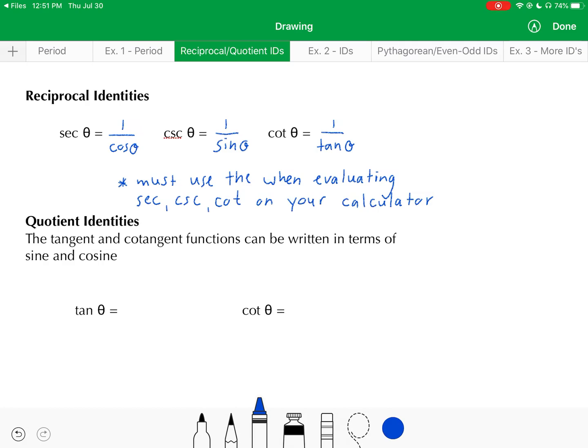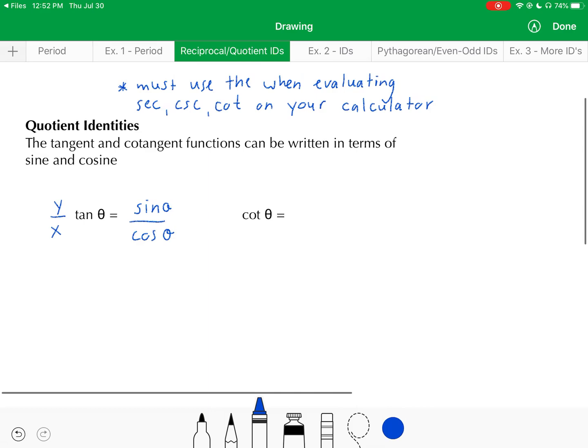All right, quotient identities. We have two of them, for the tangent and cotangent functions, okay? They can both be written in terms of sine and cosine. So tangent, we know, is y over x, right? And think about in the unit circle approach, sine of theta is equal to y, and cosine of theta is equal to x. So that means tangent of theta can be thought of as sine over cosine.